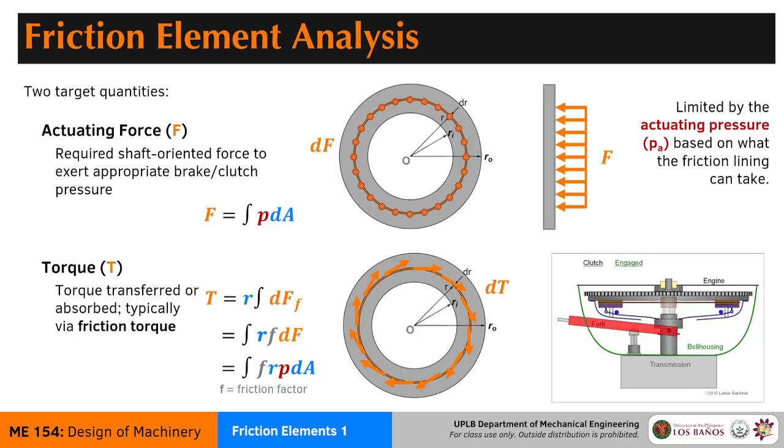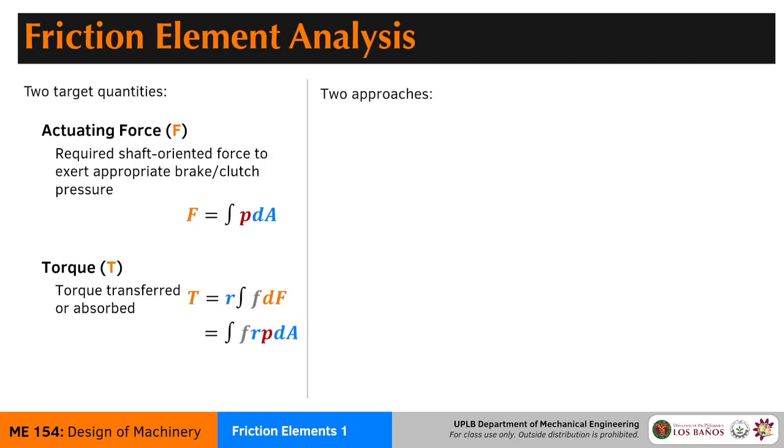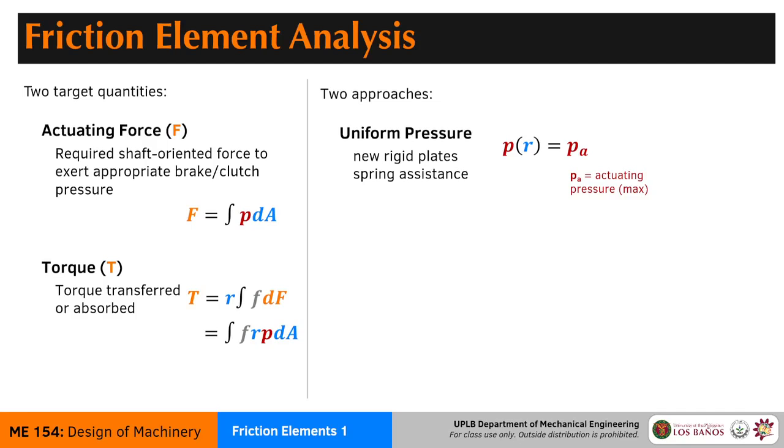Now, when it comes to friction elements, there are actually two modes of analyzing them. The first one, for Shigley and I think Juvenile, they put this second. But let's say you are an end user and you just bought a new clutch pad or a new brake lining. That brake lining will behave as if the force is evenly distributed across that brake lining material. And this is where we get the uniform pressure model. Essentially, your pressure is not dependent on distance from the shaft. It is just the actuating pressure, the maximum.